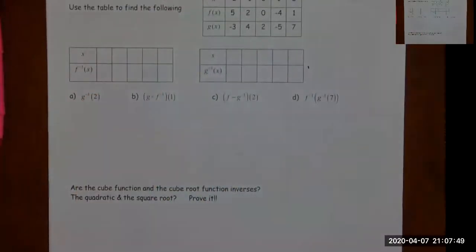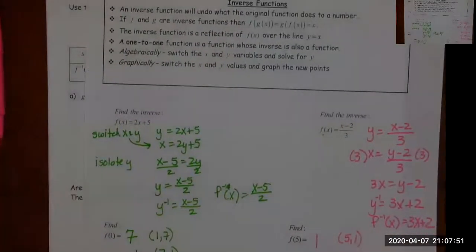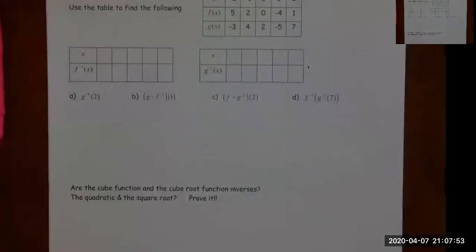We looked at finding an inverse from an equation. That's an algebraic way. I also want you to be able to do that numerically. So use the table to find the following, the inverse of g of 2 and all of these things. It gets pretty scary when you see tables like that, so it's much easier if you break the table up. Remember what we said. If you are working with an inverse, x and y switch places.